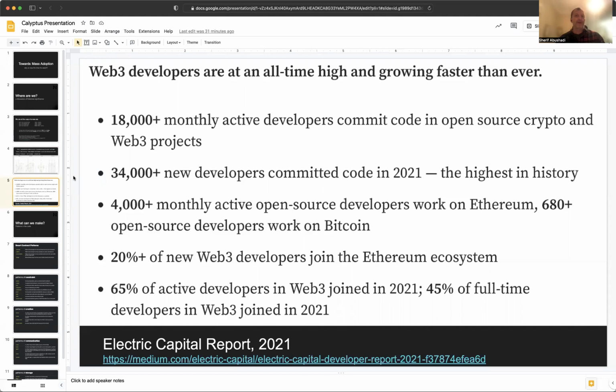Web3 developers are at an all-time high, so we're at an inflection point of sorts here. In the last 10 years, this tech is about 12, 13 years old, if you start with Bitcoin, 2008, 2009.